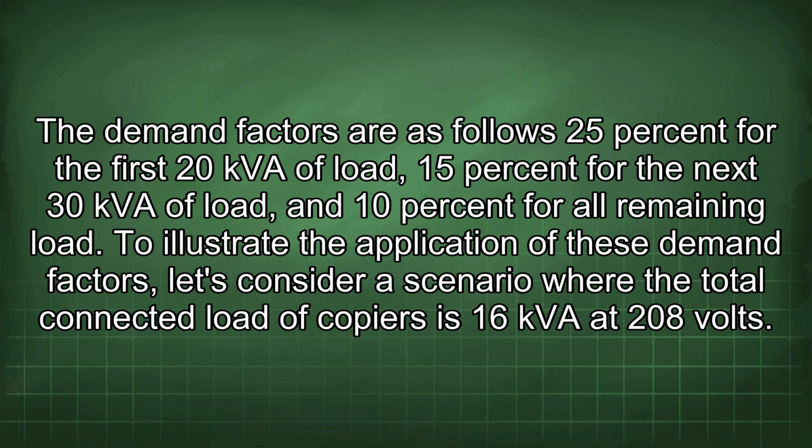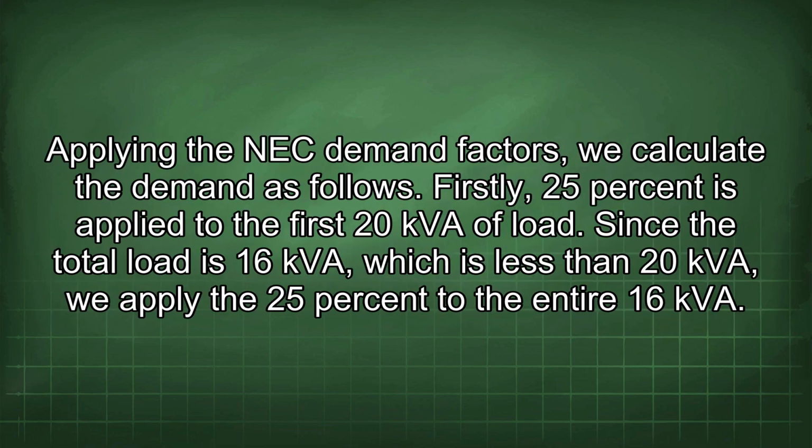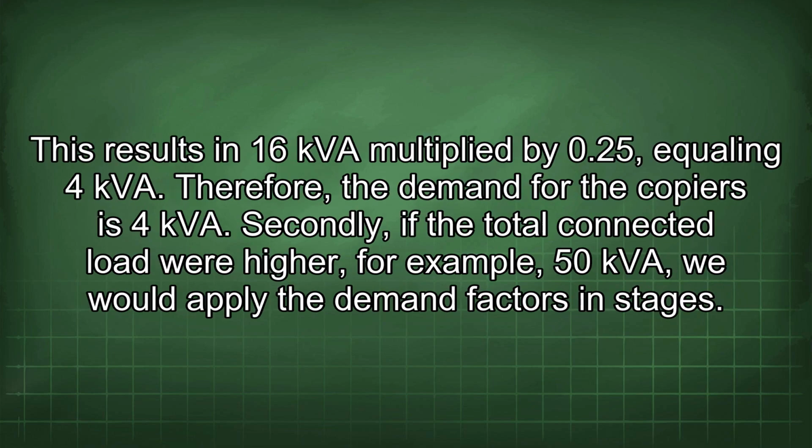To illustrate the application of these demand factors, let's consider a scenario where the total connected load of copiers is 16 kVA at 208 volts. Applying the NEC demand factors, we calculate the demand as follows. Firstly, 25% is applied to the first 20 kVA of load. Since the total load is 16 kVA, which is less than 20 kVA, we apply the 25% to the entire 16 kVA. This results in 16 kVA multiplied by 0.25 equaling 4 kVA. Therefore, the demand for the copiers is 4 kVA.